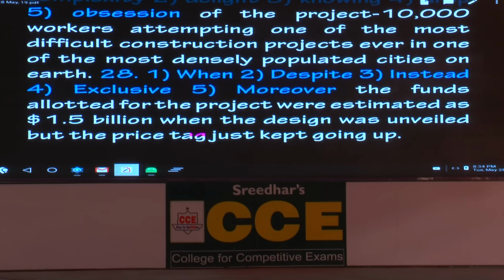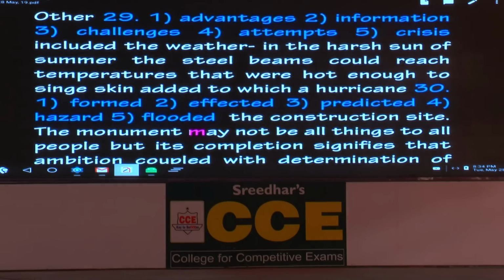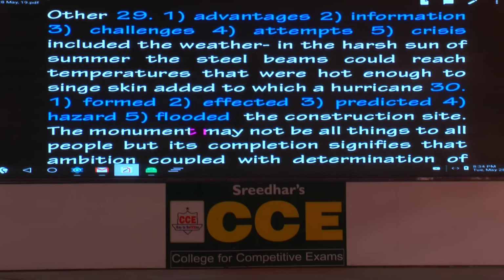Now here it talks about what? Addition. What is the word for addition? One is complexity, it got delayed. Sheer complexity, it got delayed. Second is addition. What is the word you use for addition? Moreover. Despite, instead, exclusive when, not relevant in this context. Other. He talks about the various problems. What is the other word for problems? Challenges, right? Other advantages, but the context talks about something negative, complexity, not positive. Information, not correct. Attempts, not at all relevant.